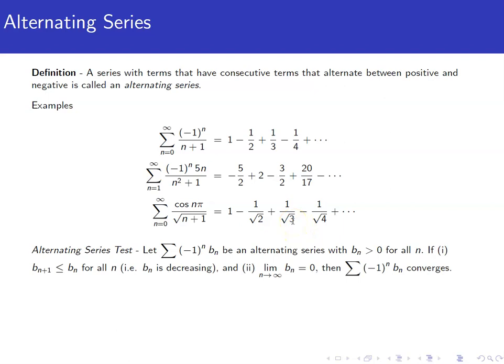All right. We're interested in when these alternating series converge. So let's suppose we have an alternating series. This (-1)^n is representing the alternating part. If this is the alternating part, then we're going to require the b's to be all positive.